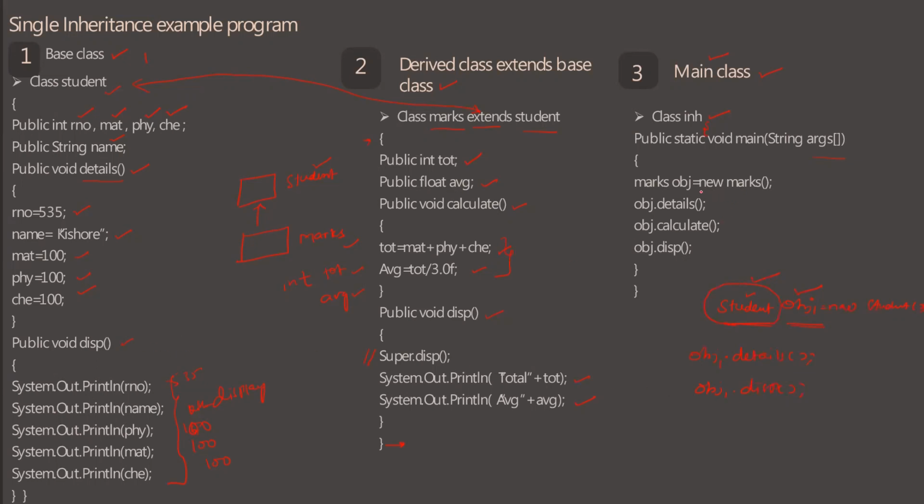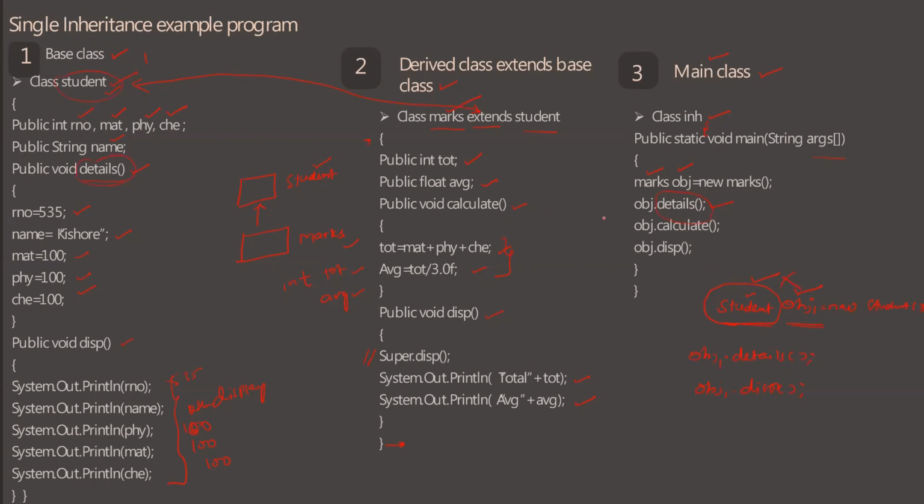Now, in terms of your inheritance, as I said, there is perfect code reusability. You need not create an object for the student class. The object which is created for your derived class will extend the properties of your derived class as well as your parent class, that is the base class. You can see here, marks obj equals new marks, you have created, then you have called obj.details. So this details is a method which is present in your student class.